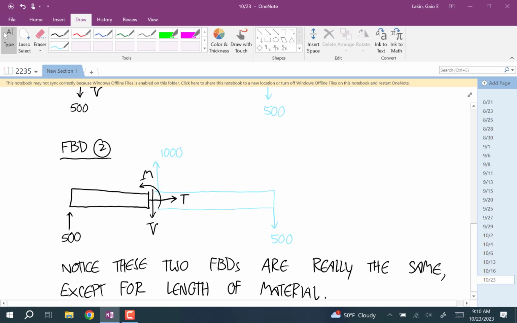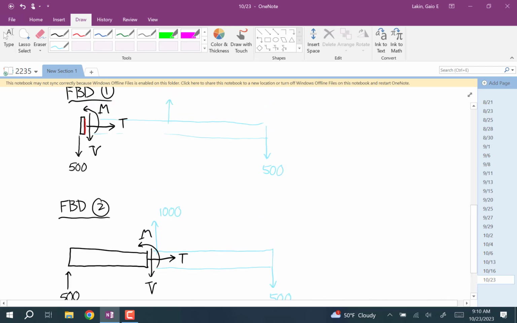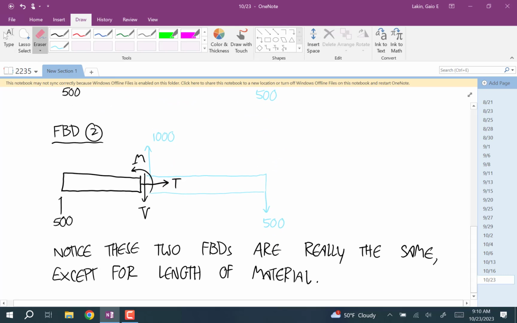So instead of doing these as two separate things, yes? Is there a reason why on the second free body the 500 is going up? The second? No, that's a mistake. I mean, there is a reason. It's that I did it wrong. Thank you.